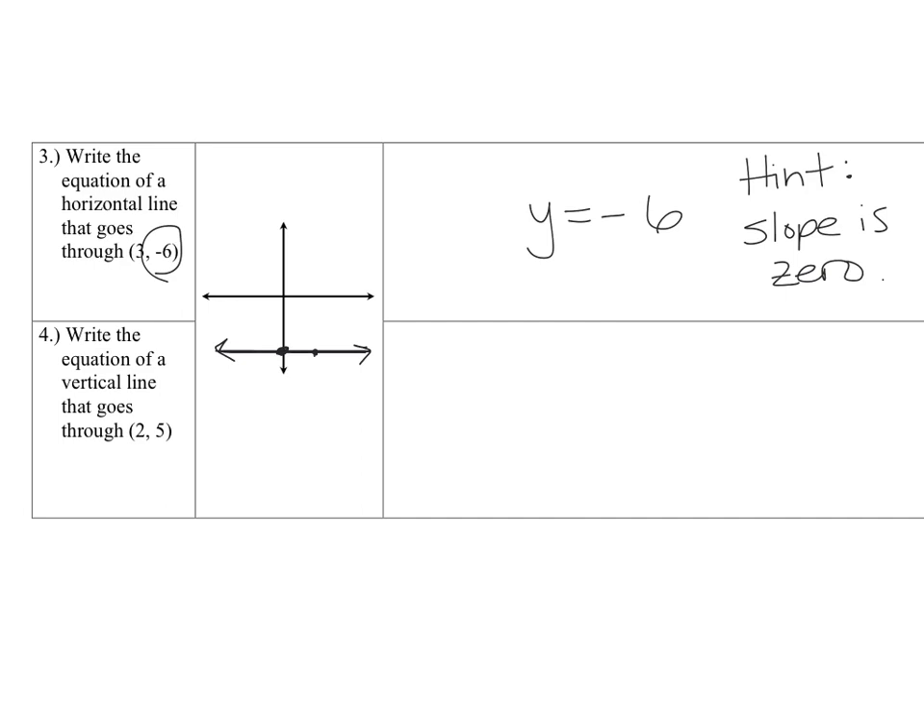You also would know that all of the y values along a horizontal line are going to be the same. So if you've been given 2 ordered pairs with the same y values, then you know you're going to have a slope of 0.